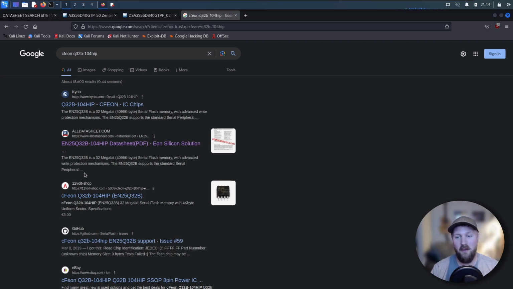Well, I want to say this, so just keep an eye out when you're looking at data sheets. Use your smart internet browsing techniques and just be mindful. It's no different than if you're looking for an obscure exploit or something like that. Just keep that in mind. That being said, this alldatasheet.com, I have used it in the past and it's usually pretty good for data sheets.